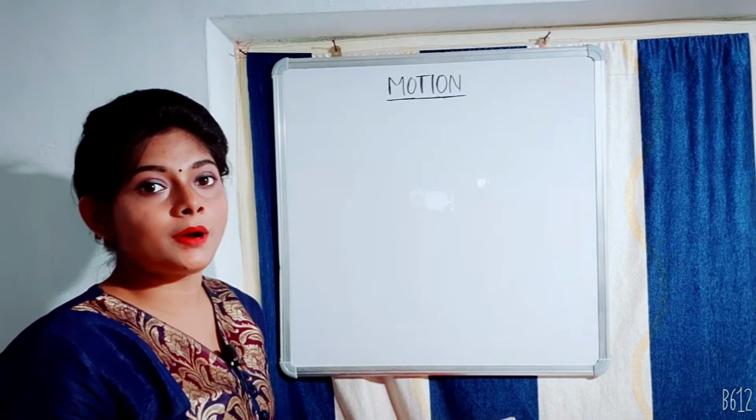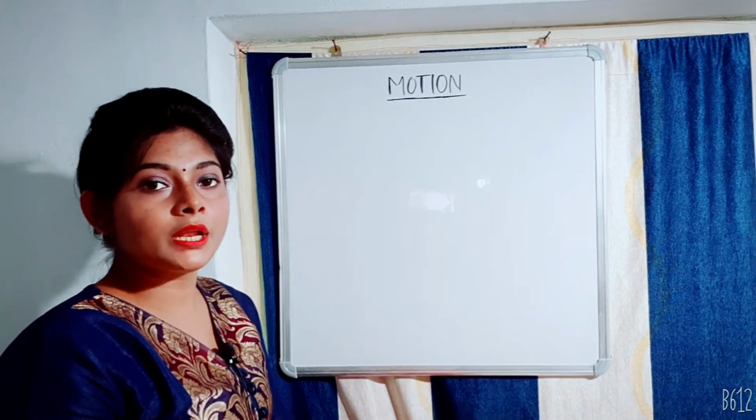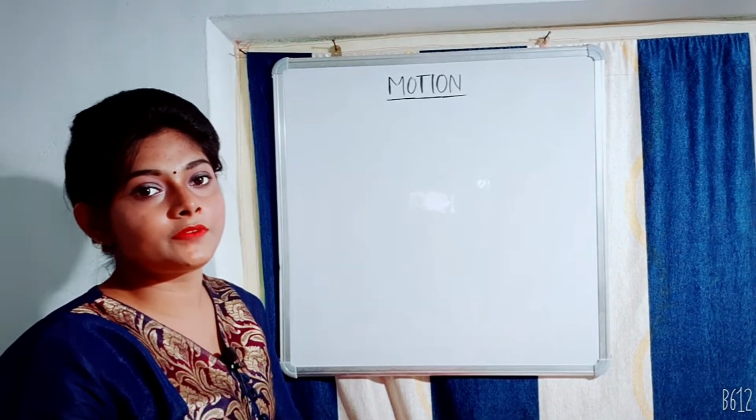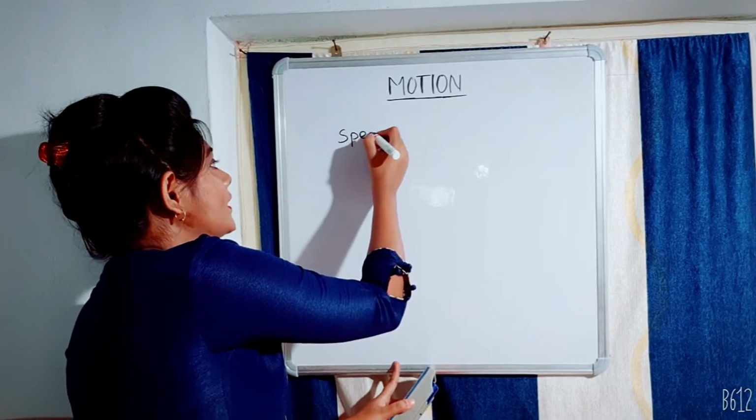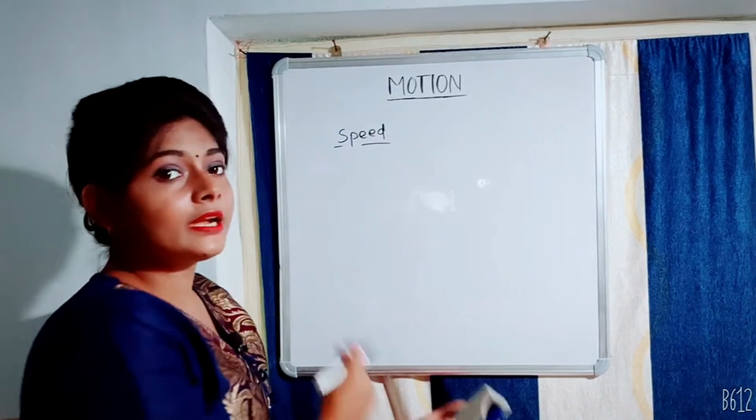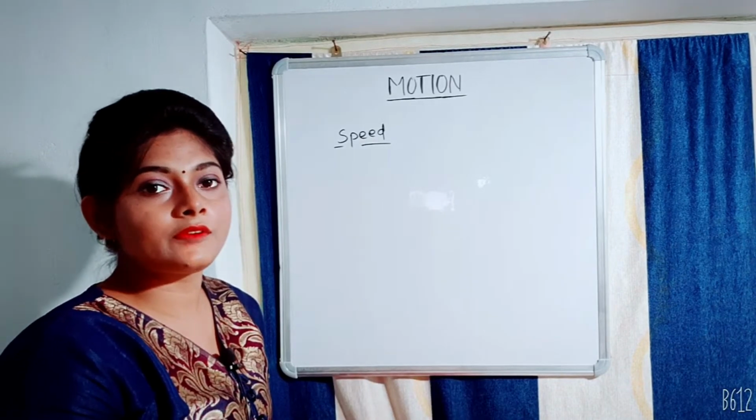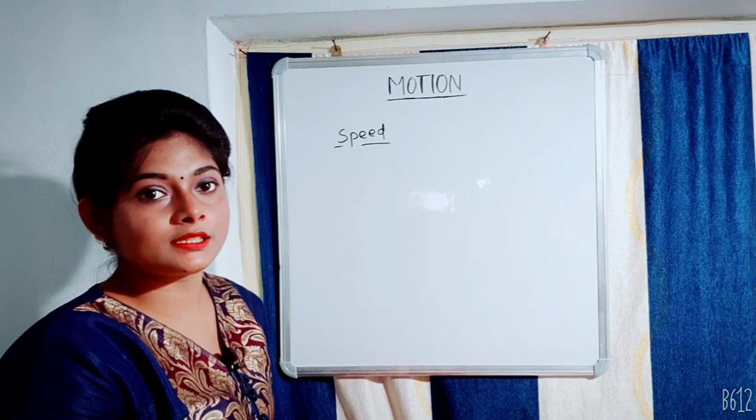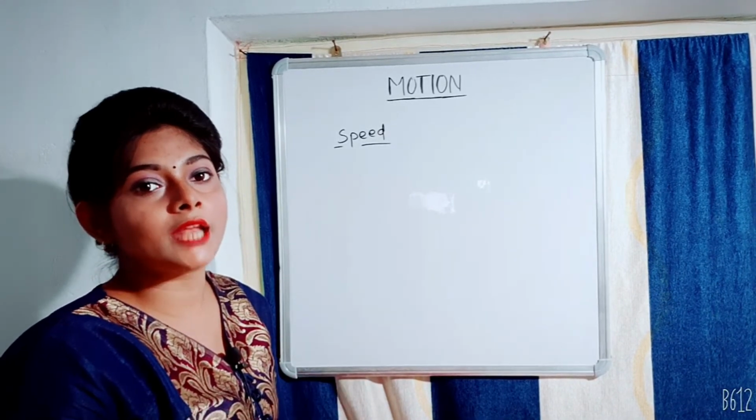Yesterday we were studying about uniform motion and non-uniform motion. Today we will study about speed, velocity and the difference between both. So first is speed. So what is speed? It is the ratio of the total distance covered to the total time taken to cover this distance, or the total distance covered in a unit time.